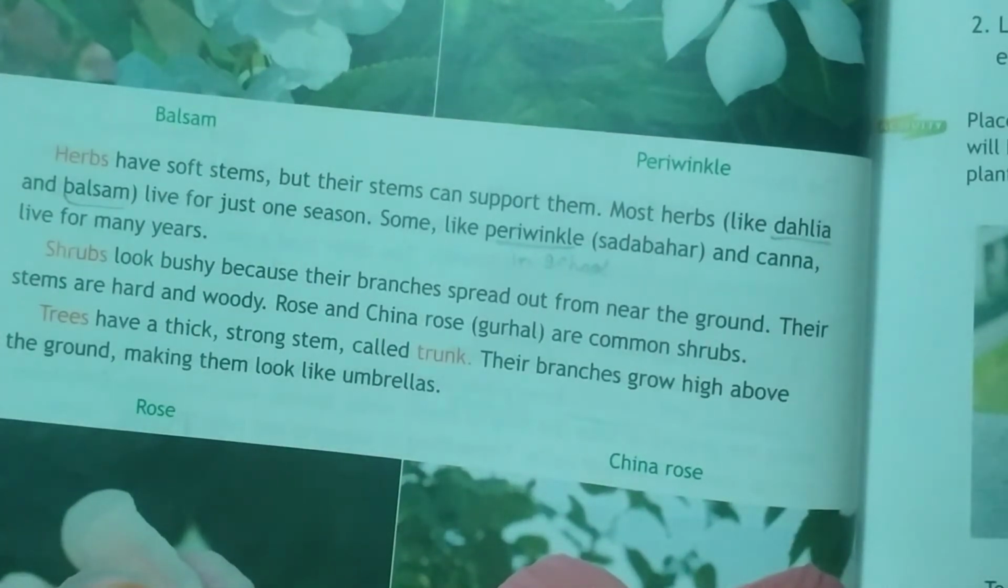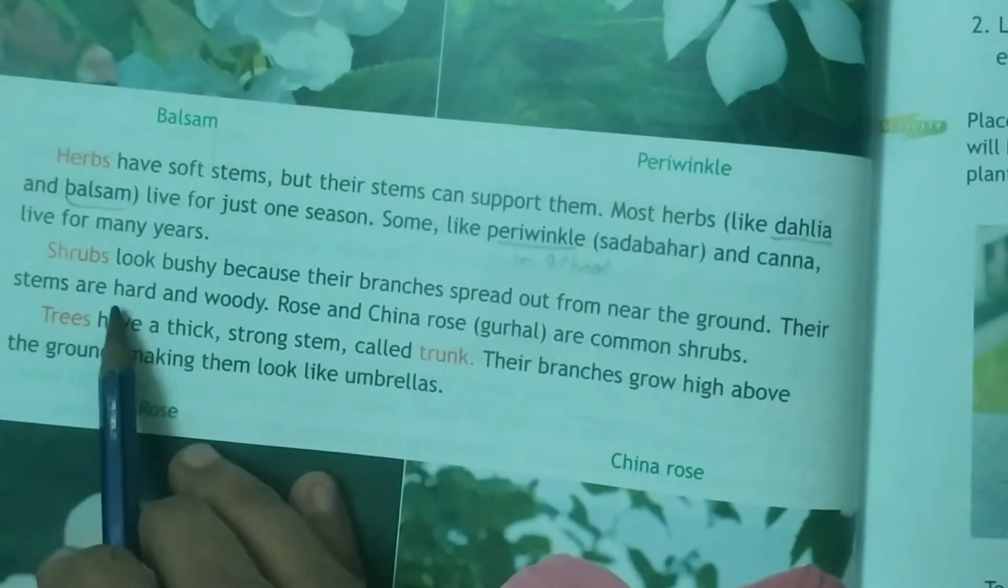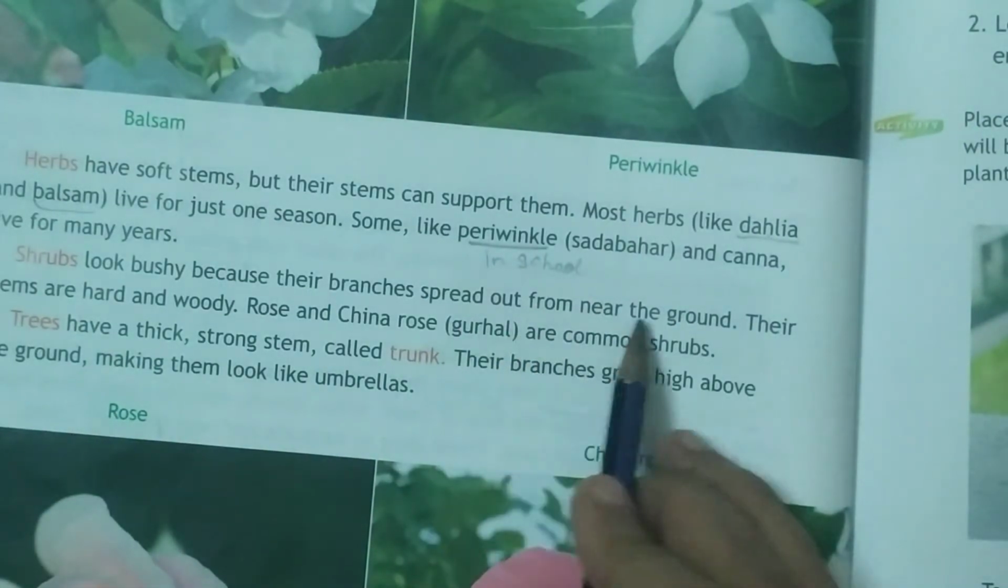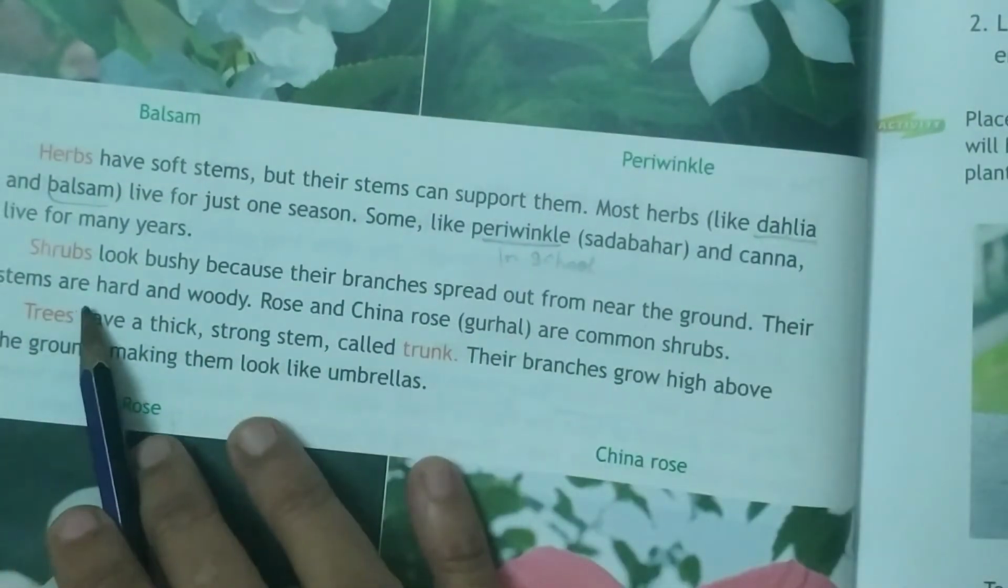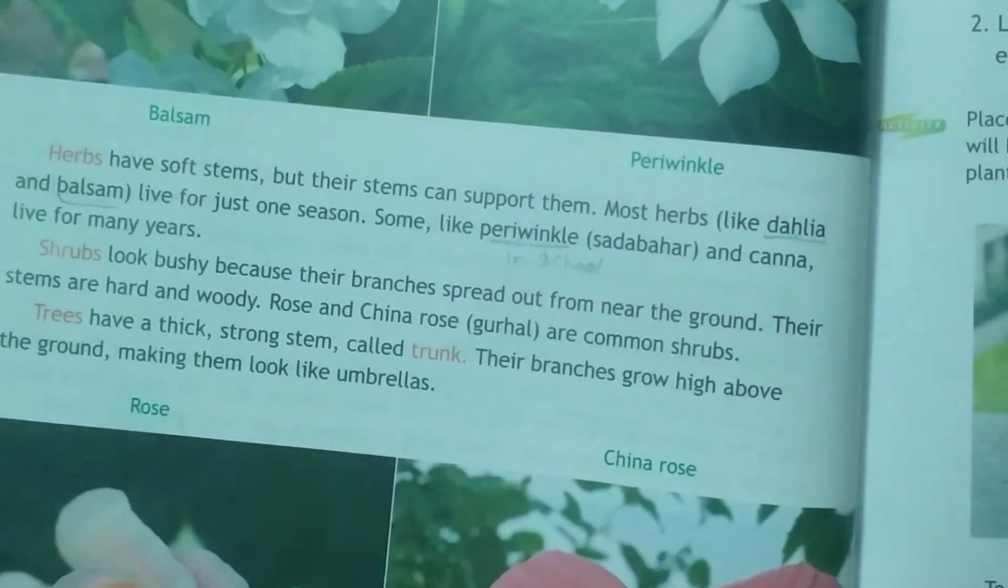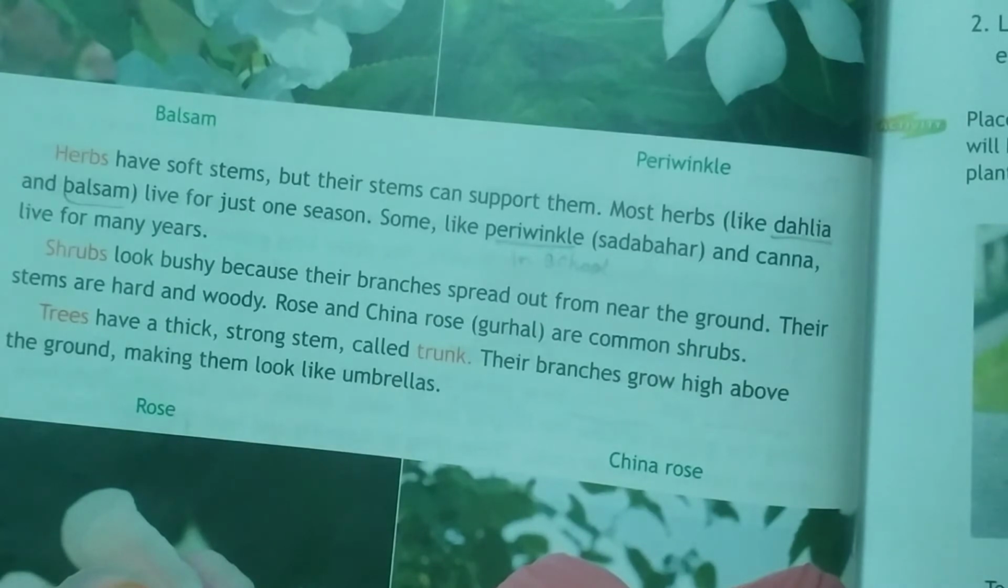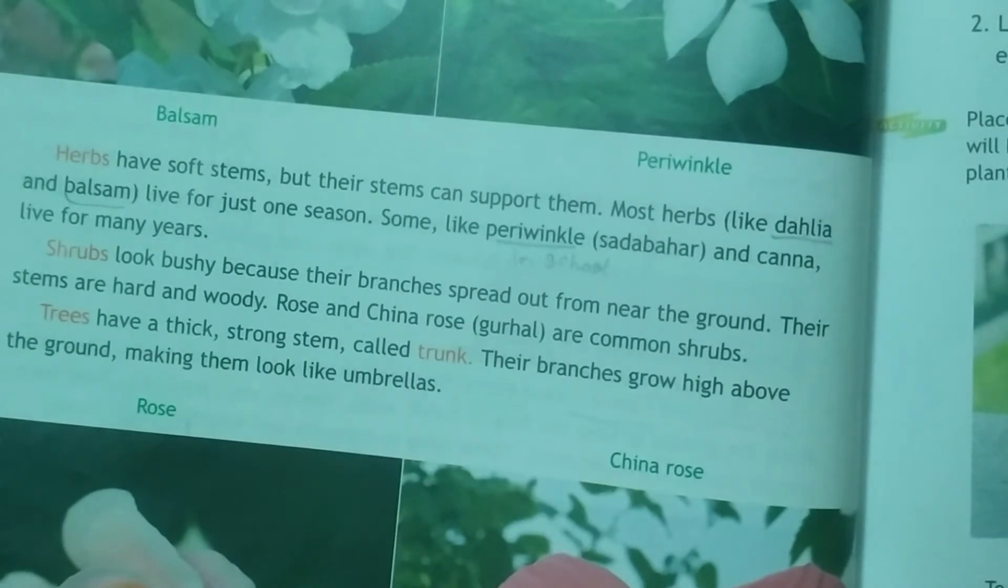What are shrubs? Shrubs look bushy because the branches spread out from near the ground, and the stems are very hard and woody. For example, rose. Have you ever seen the rose plant? The stem is very thorny also, and it's very hard and very woody, isn't it? Yes.